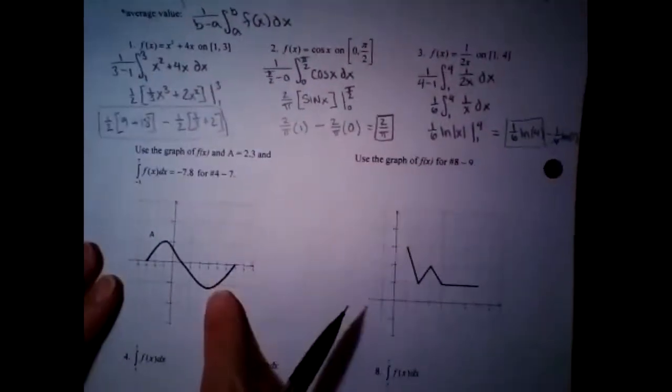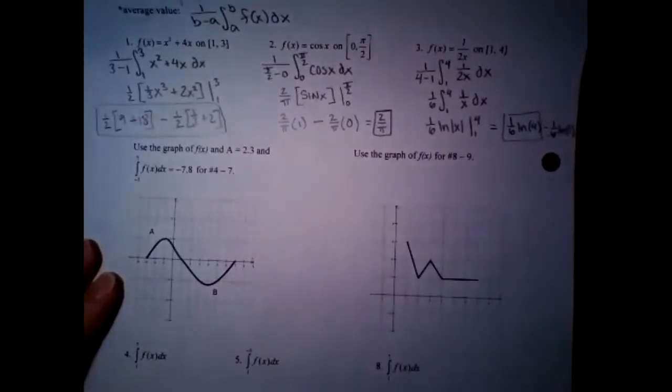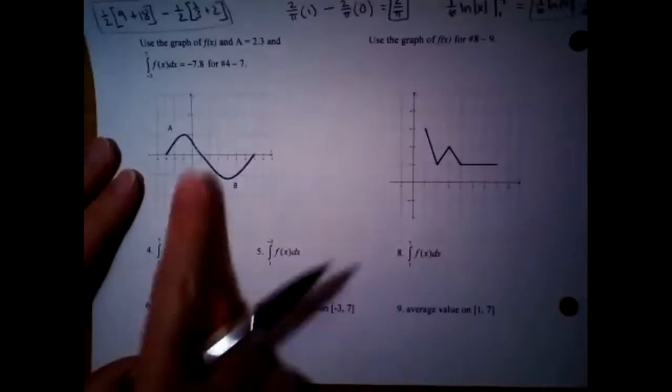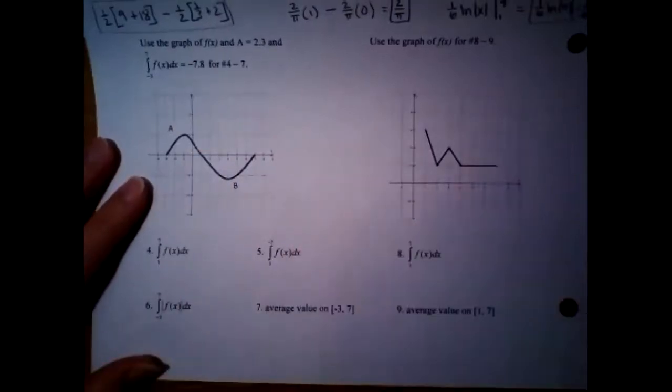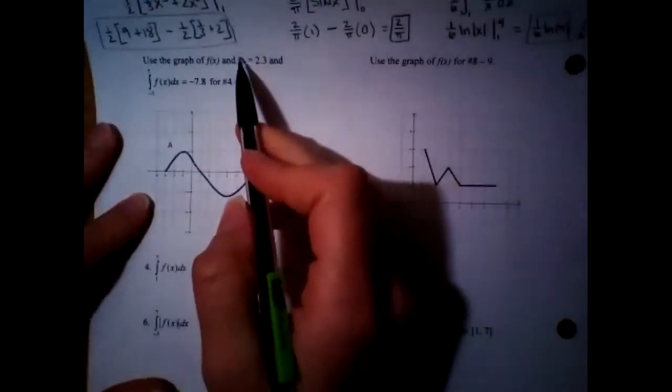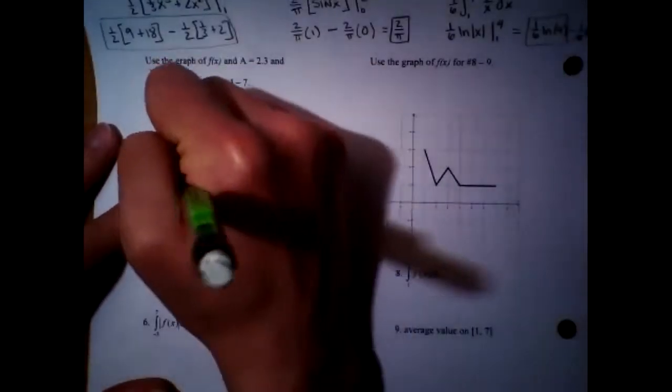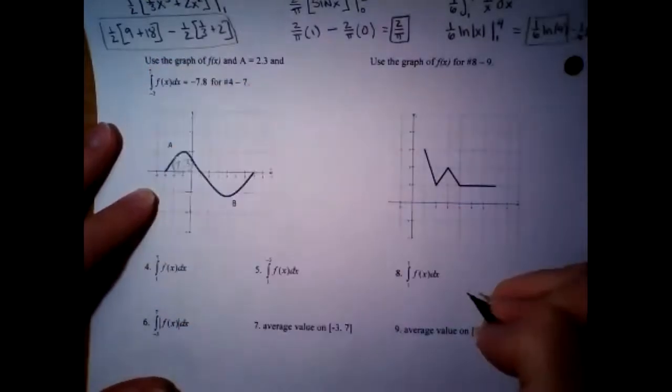All right, so this one says we're going to use this graph for 4, 5, 6, and 7. So these ones right here. I have these ones going with this graph, and then I have 8 and 9 going with this graph. So we are told this region A, this first bump here, is worth 2.3. So that has an area of 2.3.